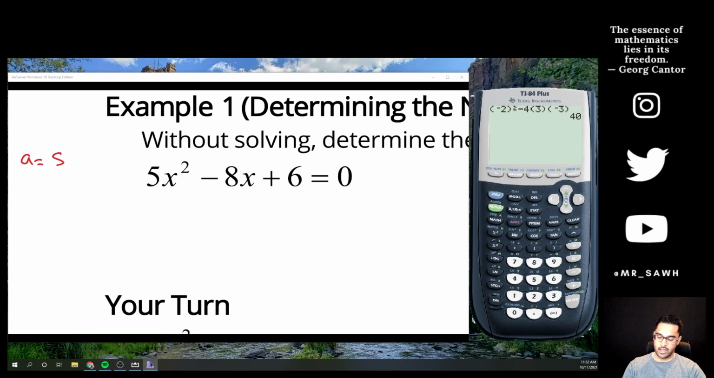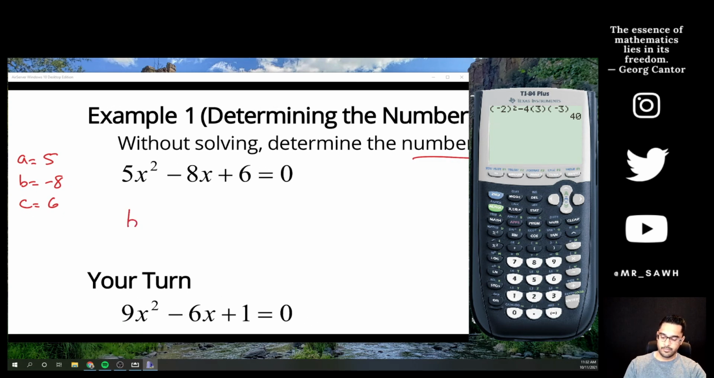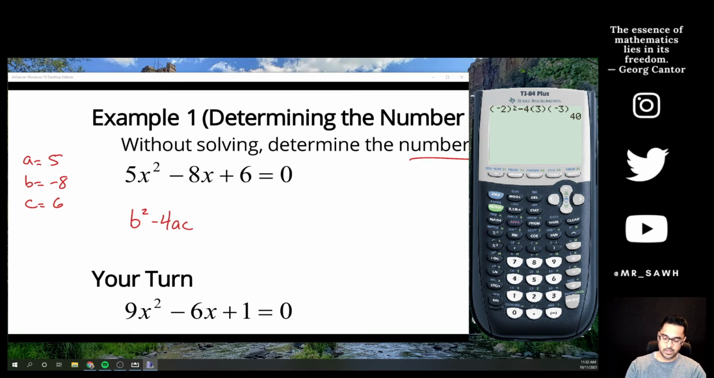So A is 5, B is -8, and C is 6. Really, those are the 3 numbers that are my coefficients. And the discriminant is b squared minus 4ac. That's the part that's under the root sign. So if I find out what the discriminant is by plugging in my numbers, there's my b squared minus 4 multiplied with a multiplied with c.